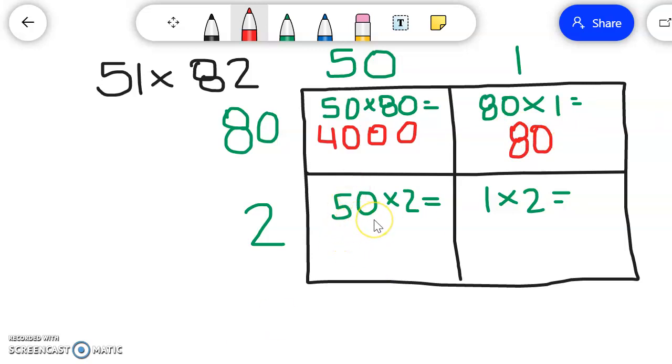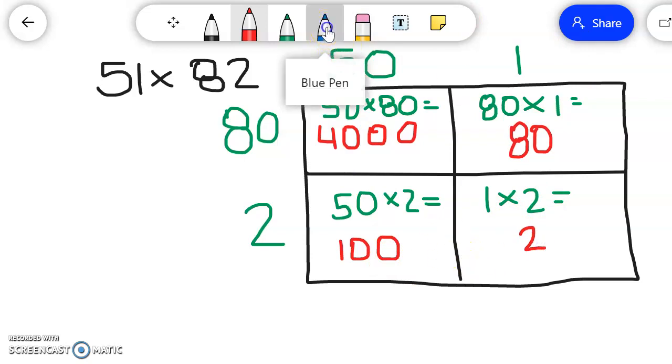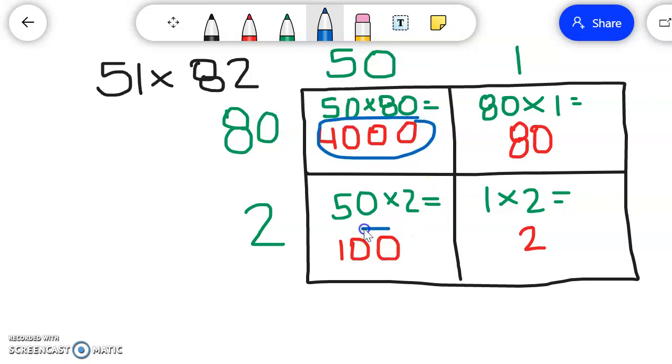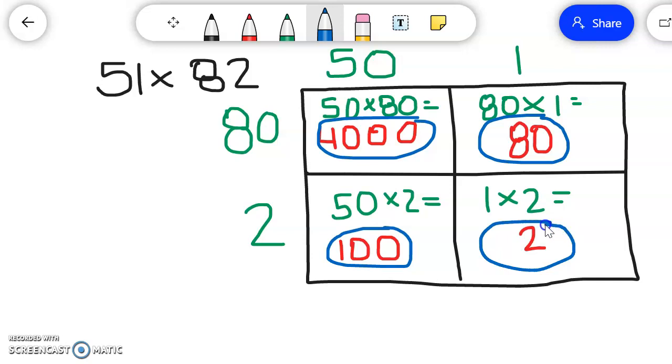Now I'm ready to go to the bottom row and solve for those 2 partial products. So my first one is 50 times 2. Well, 5 times 2 is 10. And then I'm going to add the 0 from the 50 to get 100. Now my last equation is 1 times 2, which equals 2. Now that I have all of my partial products, I like to circle them so that I know exactly what I'm adding together.